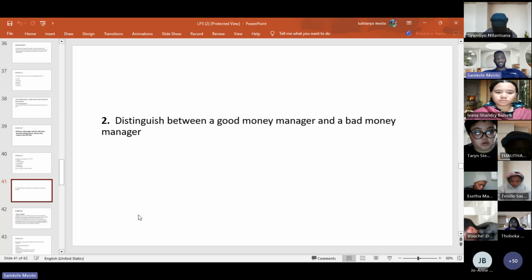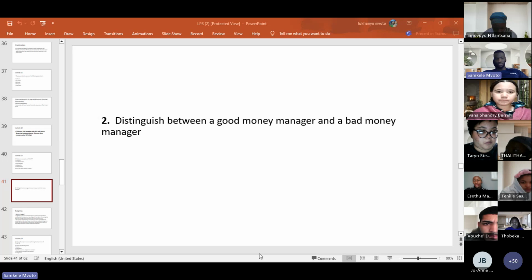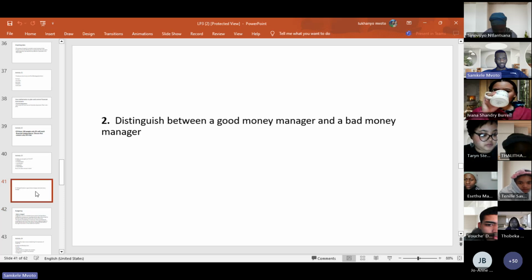Oh, there was a second question. I did not see it. Okay, distinguish between a good money manager and a bad money manager. Did anyone do this? We also didn't see question number 2. Okay, let's just take 5 minutes and do question number 2 then. Let me check if there is more. Nope, no more. Okay, let's just do this in 5 minutes.